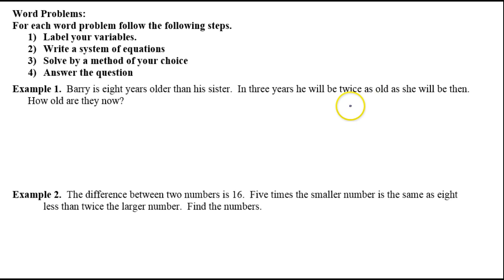So each one of these sentences is going to become an equation. So clearly the two variables are Barry's age and his sister's age. So let's go ahead and just make a note about those variables. Let's let B equal Barry's age. Let's be specific and say Barry's age now. And let's let S be his sister's age now. I don't really like to use S because it looks like a 5, but I'm committed to it now. So that's an S.